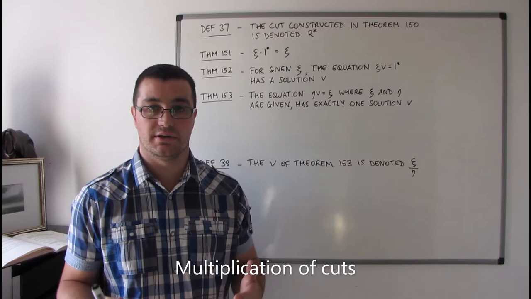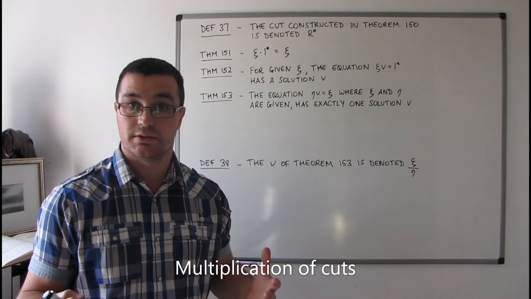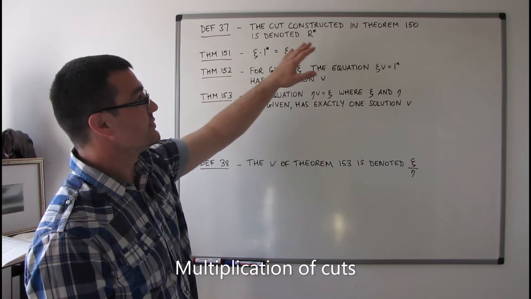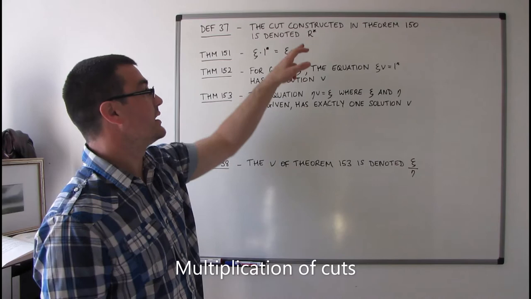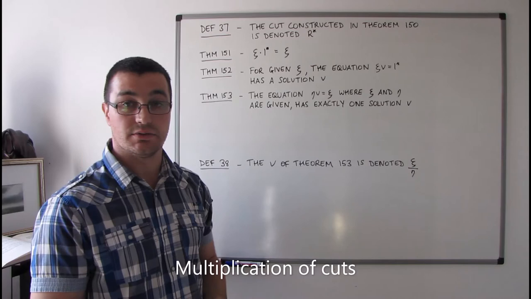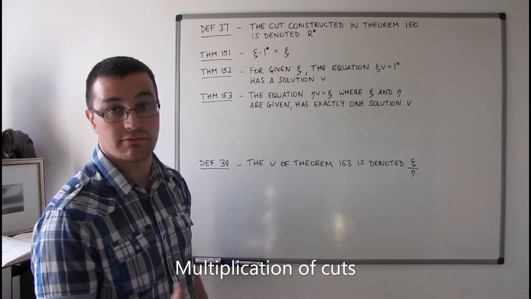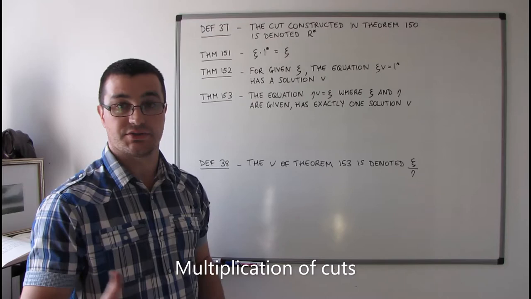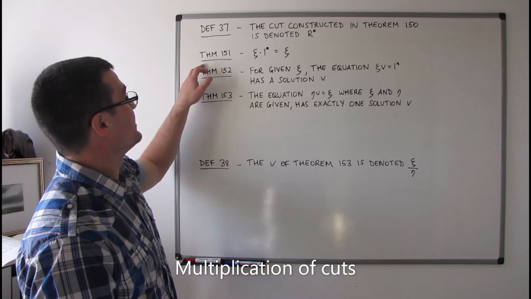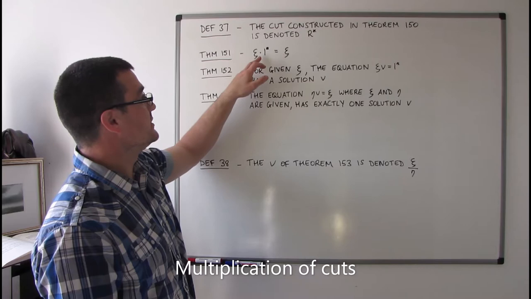And here we go now with the last little bit relating to multiplication of cuts. So definition 37, the cut constructed in theorem 150, just proven, is denoted R star. So R could be any rational number. In particular, if R is equal to the integer 1, remember an integer is itself a rational number, then the cut determined by the rational number 1 is denoted 1 star, for example.